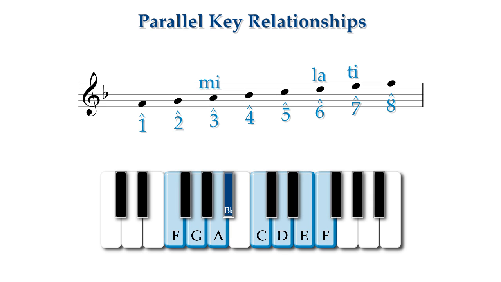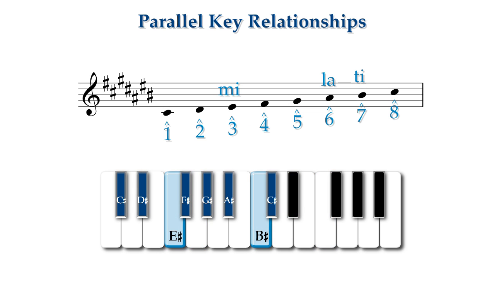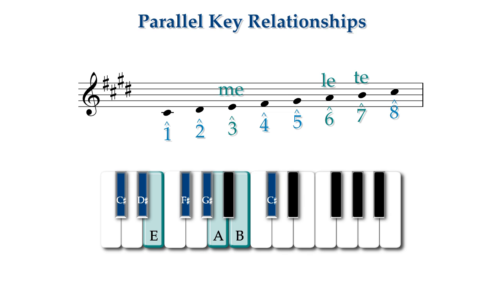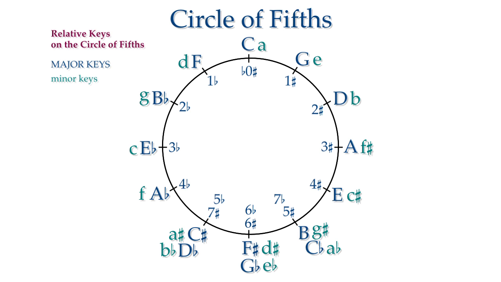If F major has 1 flat, F minor has 4 flats. If C sharp major has 7 sharps, C sharp minor has 4 sharps. Just remember that with 7 letter names, you can never have more than 7 sharps or flats. Every key signature makes 2 keys. Every key has a relative partner.